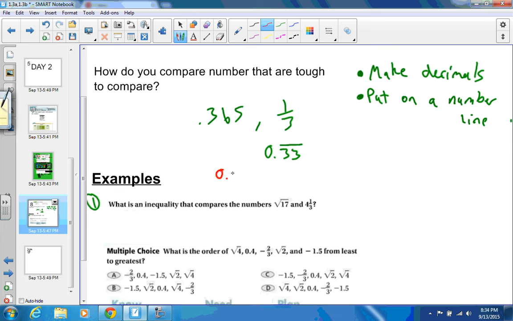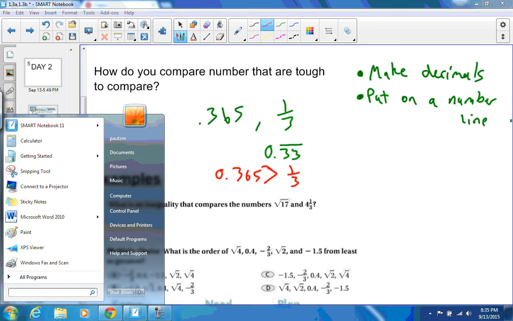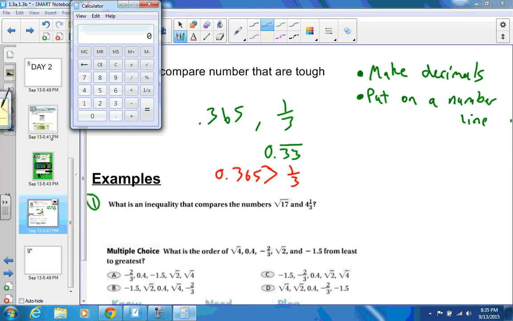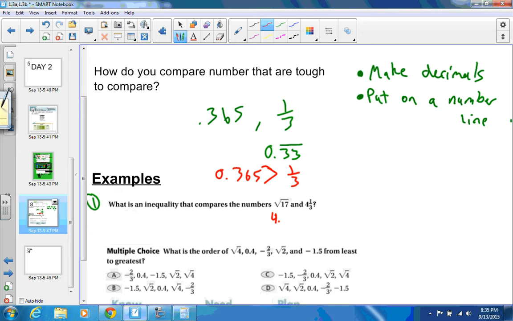So we'd say 0.365 is greater than 1/3. That's our inequality. What's an inequality that compares square root of 17 and 4 and 1/3? Well, why don't we make them both into decimals? Square root of 17, let's pull out our calculator. That's 4.12, we'll say. And 4 and 1/3 is actually going to be 4.33, approximating.